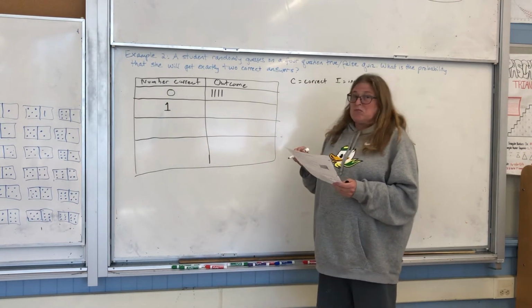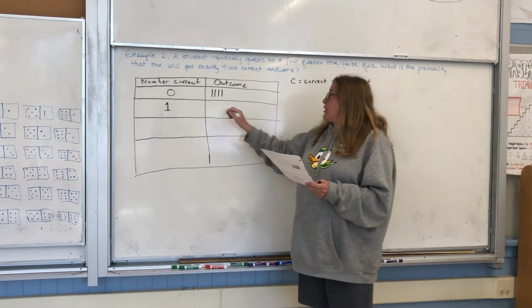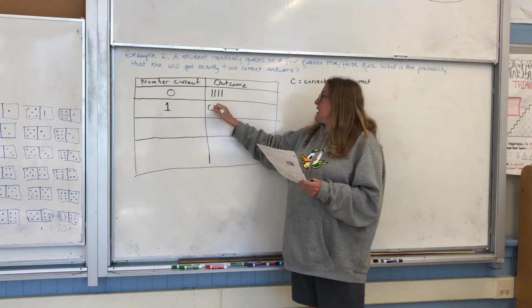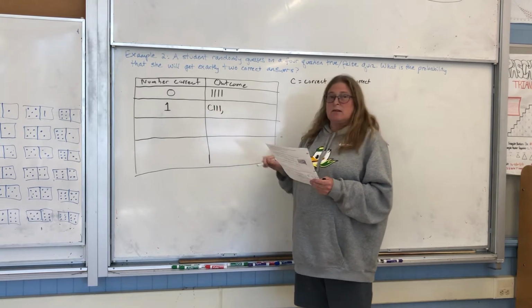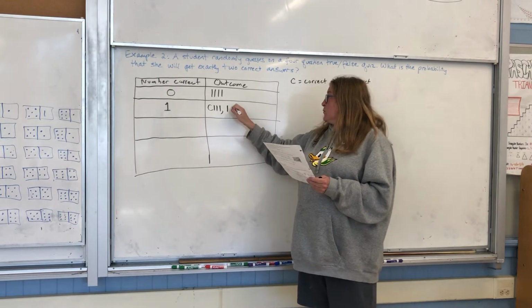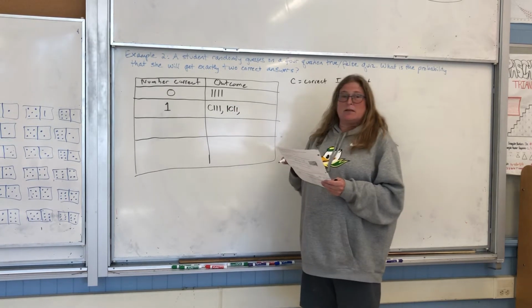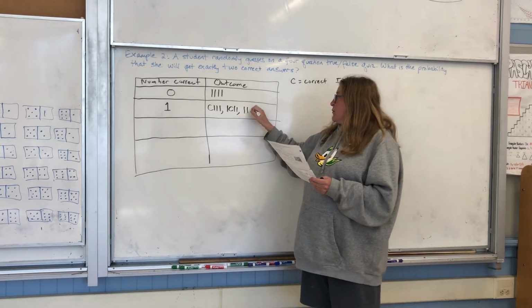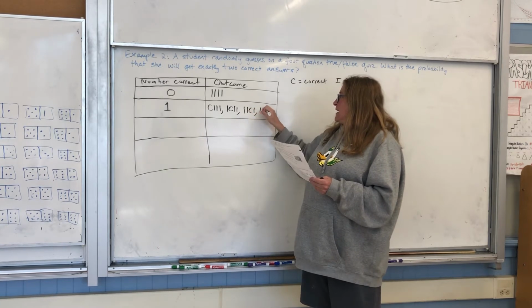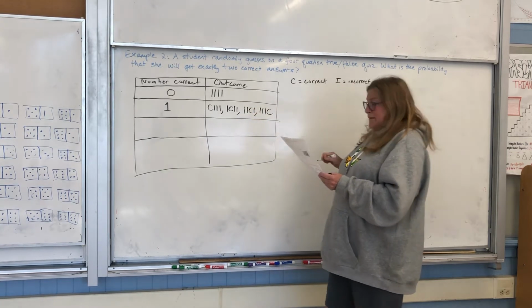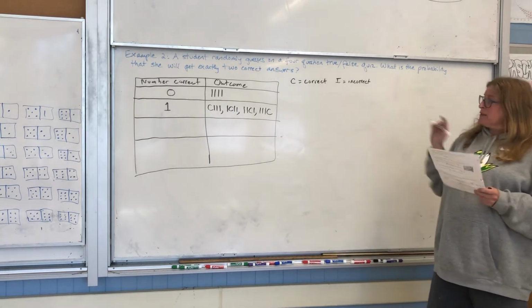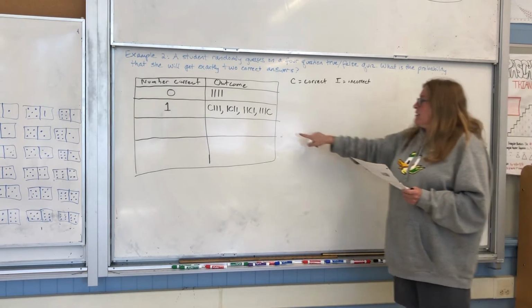Well, how many ways can I get 1 correct? Well, I could get the first one correct and the next 3 wrong. Or I could get the second one correct and the others wrong. Or I could get the third one correct. Or I could get the fourth one correct. Right? So there's actually 4 possible ways for her to get one of them right.